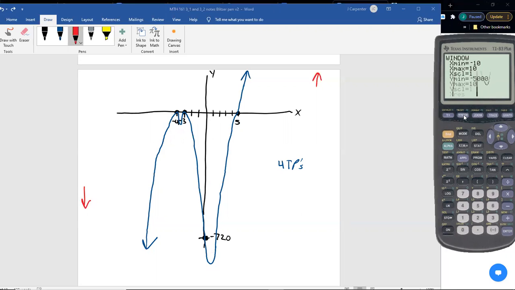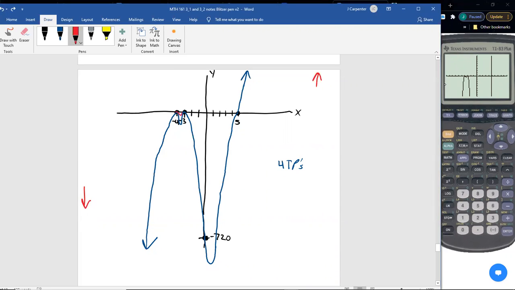If we go back to a normal zoom, if I just go back to -10, we can see that we made a pretty good guess there. And in fact, considering that this is -720 down here, it probably should have been like that. But again, for a sketch, it is more than good enough.